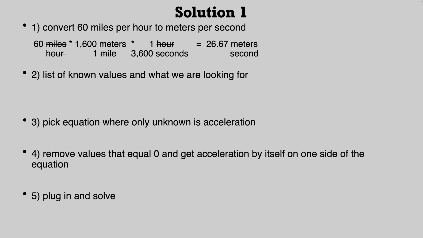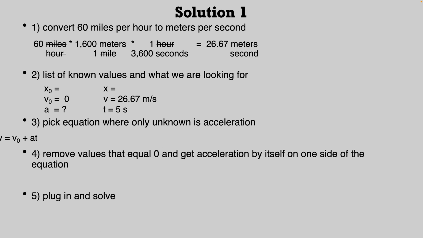So now that we know our velocity, we can make our list of known values and what we're looking for. Since it starts from rest, our initial velocity was 0. We just found our final velocity in meters per second, and the time was also given to us as 5 seconds. We're looking for the acceleration, so we can disregard the distance variables. Now we can pick an equation where our only unknown is the acceleration.